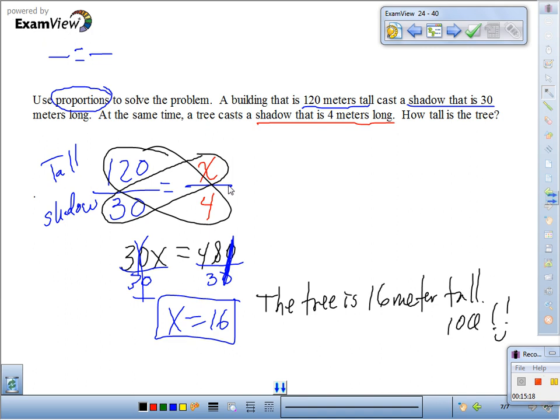Someone over here in the front brought to the attention, Mr. Key, can I simplify before we cross multiply? I said, sure, as long as you don't make a mistake of cross simplification. Now let me clarify that. Look up, please. Remember these.